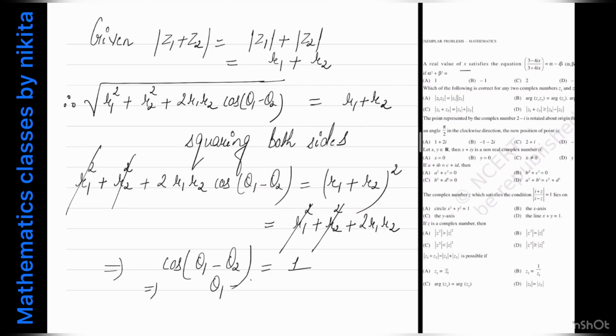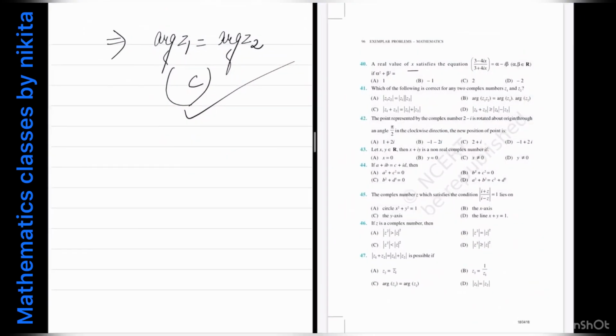that theta 1 minus theta 2 is equal to, now when is cos 1? Cos is 1 when theta 1 minus theta 2 is 0, because cos 0 is 1, and this implies that theta 1 is equal to theta 2. That means that argument of z1 is equal to argument of z2. So therefore the correct option is C. So C part is my correct answer. Now let's see the next part.